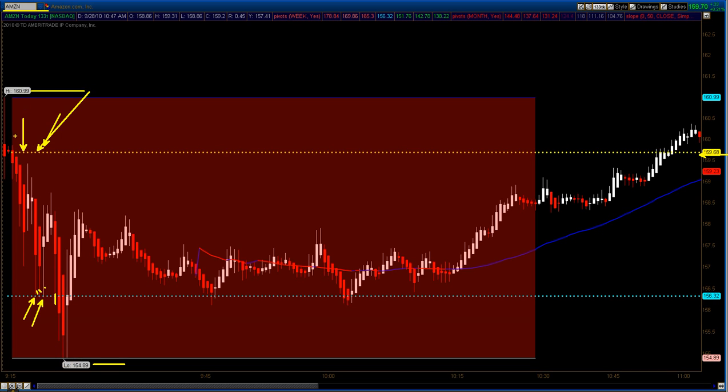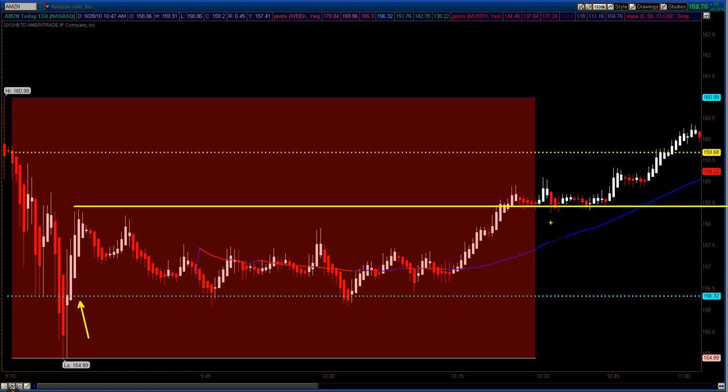If you can't handle the share size dealing with that, you just go in smaller until you get used to it. Came down, hit a low of 154.89. We'd be looking to get long anywhere above this 156.32, playing momentum trades. And then look, could have sold it here, 158. That's a 2 point move. Come back down, buy it, make 1 point, buy it, make 1 point. These are just examples. Then we break above these highs, just keep breaking above them using the support.